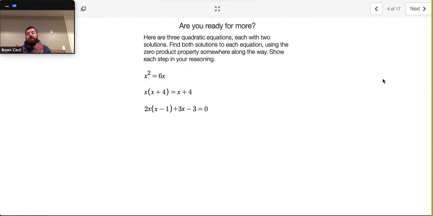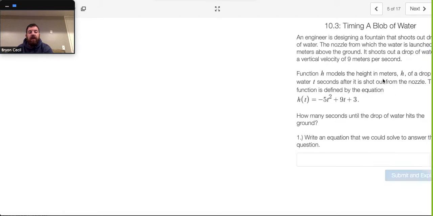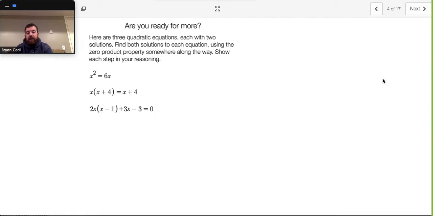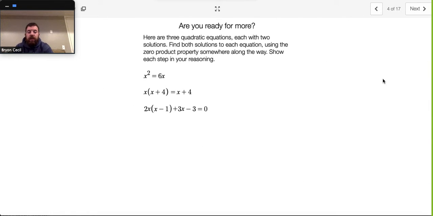Okay, here are 3 quadratic equations, each with 2 solutions. Find solutions to each equation using the zero product property somewhere along the way. Show each step. We're going to skip this slide for time purposes because it doesn't give us a spot to solve those.